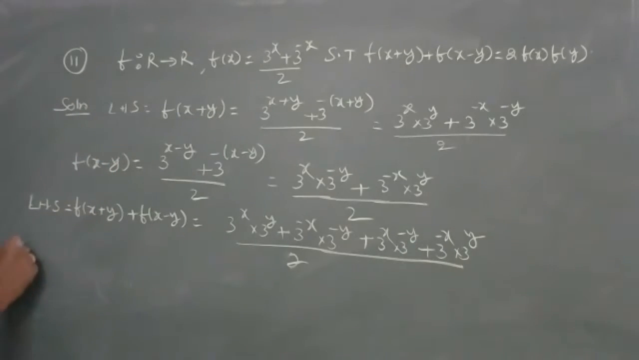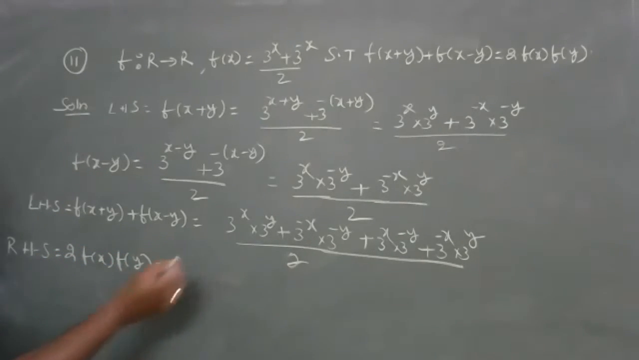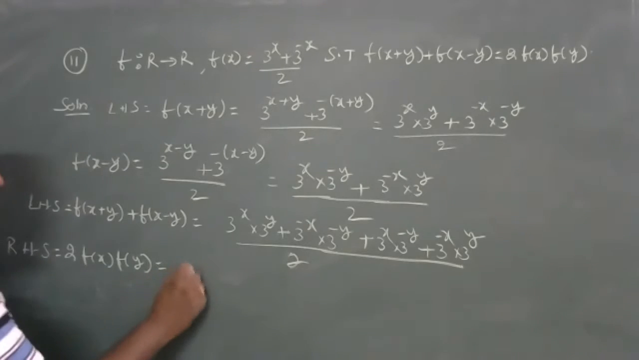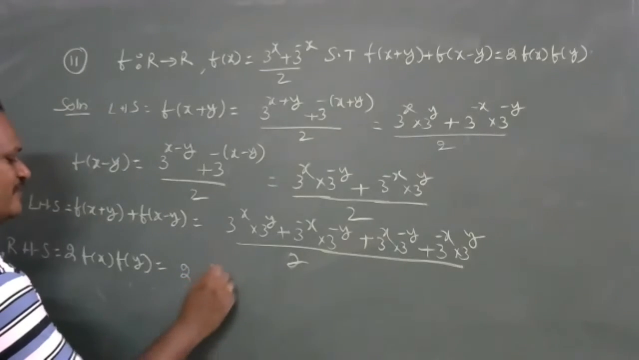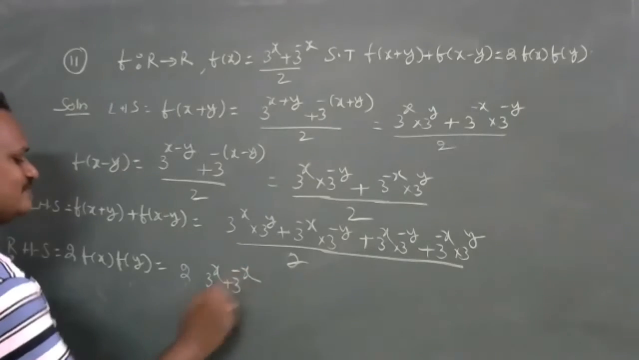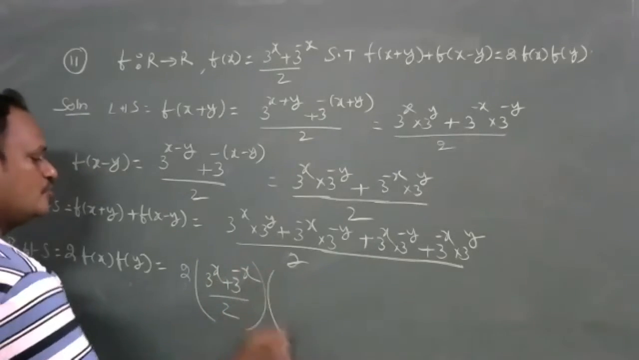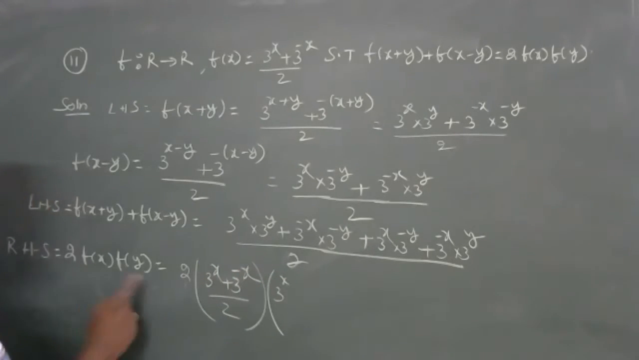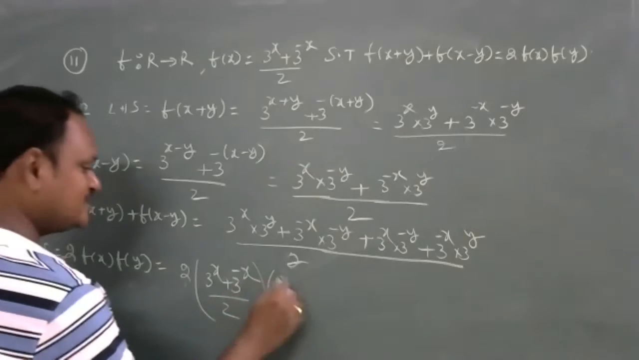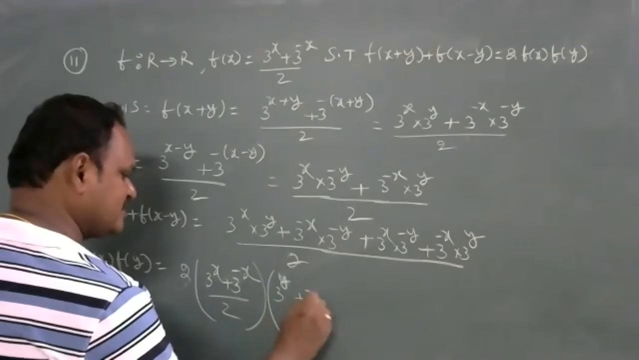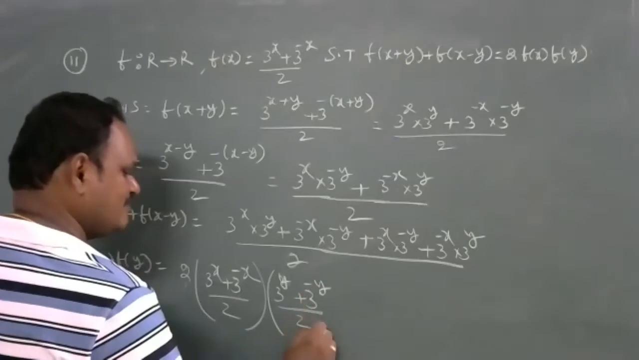Now if you take the right hand side part, 2 into f of x into f of y. How are we going to get this? f of x is nothing but 3 power x plus 3 power minus x by 2, into 3 power y plus 3 power minus y by 2.